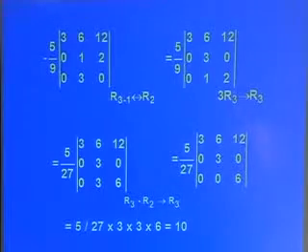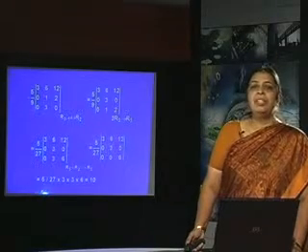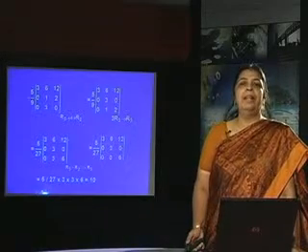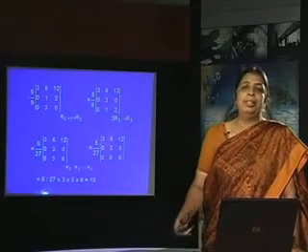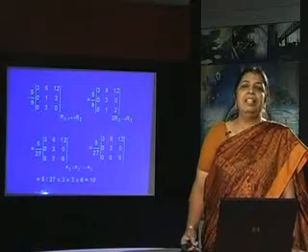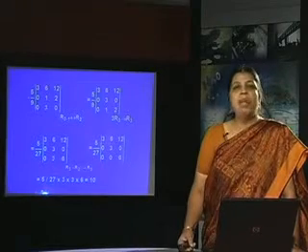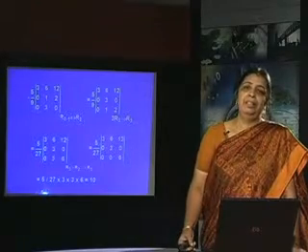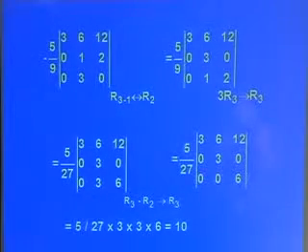In the beginning it may appear that we are doing a lot of effort in reducing a given matrix into a triangular matrix, because a lot of elementary operations have to be done. For a 3 by 3 matrix it may be true, but as the size of the matrix increases, the effort involved in reducing it to a triangular matrix is much smaller as compared to evaluating n factorial products and simplifying the determinant. So this effort is much less, as can be seen from this 3 by 3 matrix.